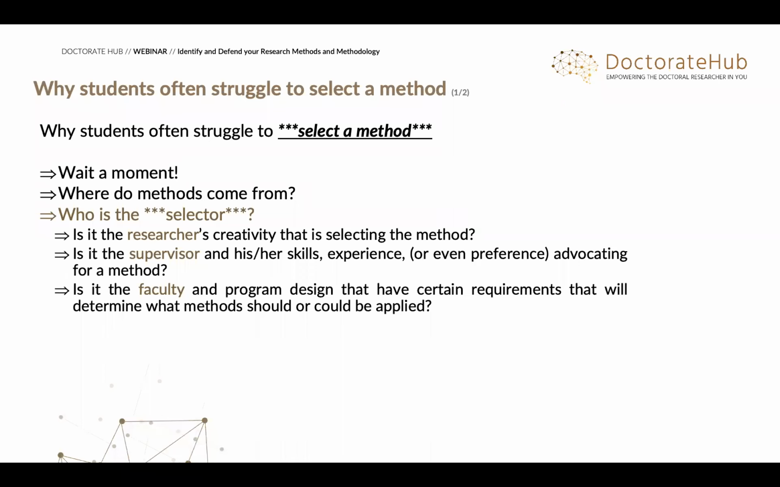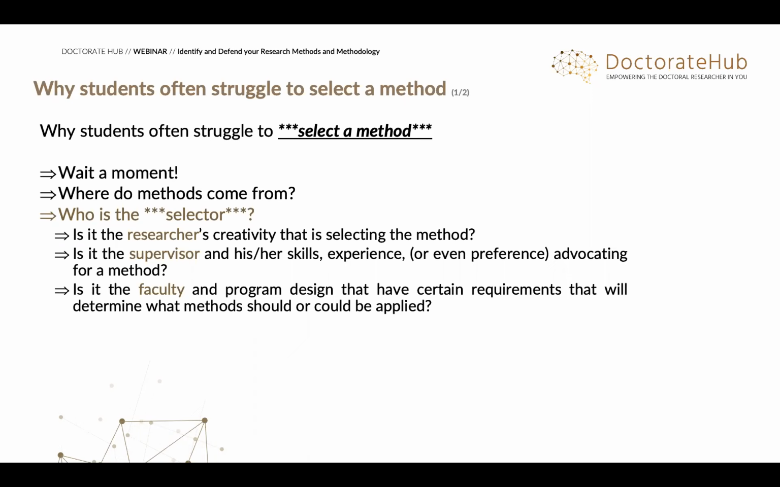Or is it the supervisor, because he's a very skilled person with a lot of experience, and he certainly will have a preference of using A over B because he or she will know what works out and what not for the type of research you will be undertaking. Now, that might also be an influential role.